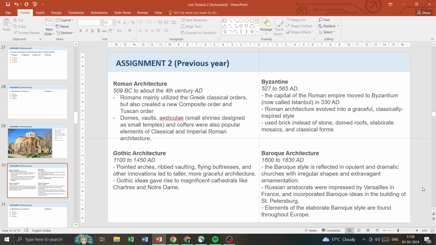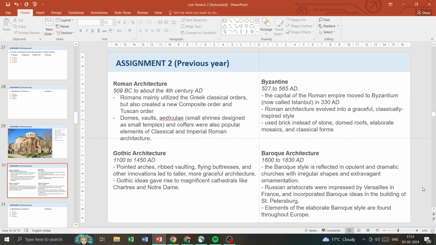Then Byzantine architecture. The capital of the Roman Empire moved to Byzantium, now called Istanbul, in 330 AD. And Roman architecture evolved into a graceful, classically inspired style. They used brick instead of stone. They had domed roofs, elaborate mosaics, and classical forms. Then Gothic architecture: pointed arches, ribbed vaulting are very common, and flying buttresses. Other innovations led to taller, more graceful architecture. Then Gothic ideas gave rise to magnificent cathedrals like Chartres and Notre Dame.